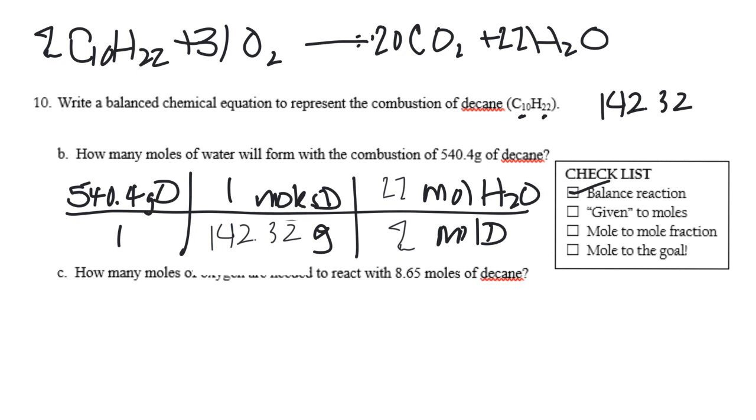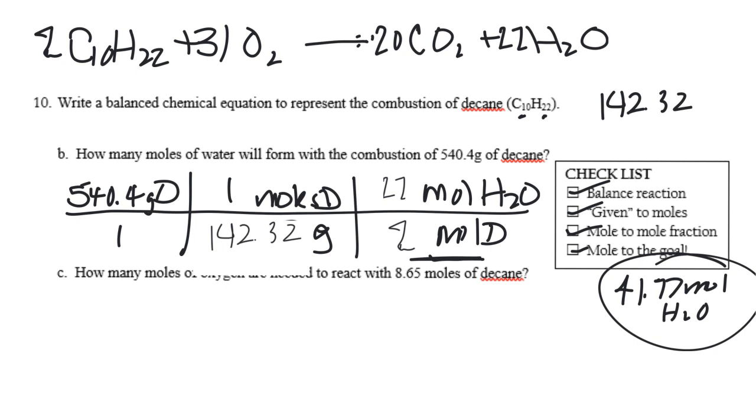When I multiply and then divide, I get an answer of, and I'll write it down here, 41.77 moles of water. So if we look, we've done given to moles. This was our mole to mole fraction right here. And mole to the goal, we wanted moles, so we were done. So now we have our answer.